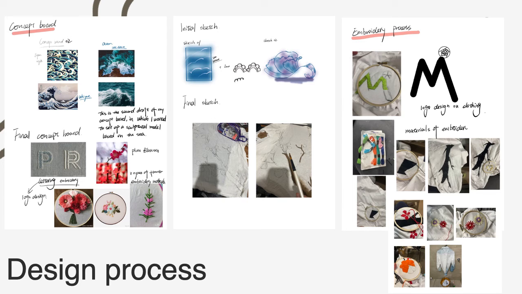The second picture shows my initial sketch and final sketch. The last picture shows the embroidery process. The M is my initial English name, so I use this M as my clothing logo.